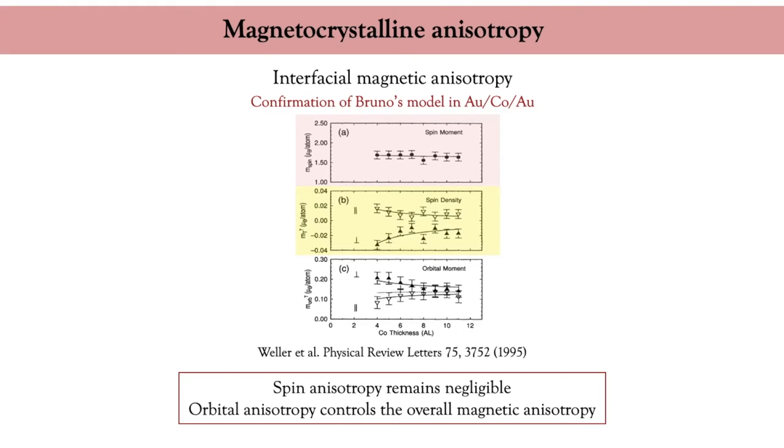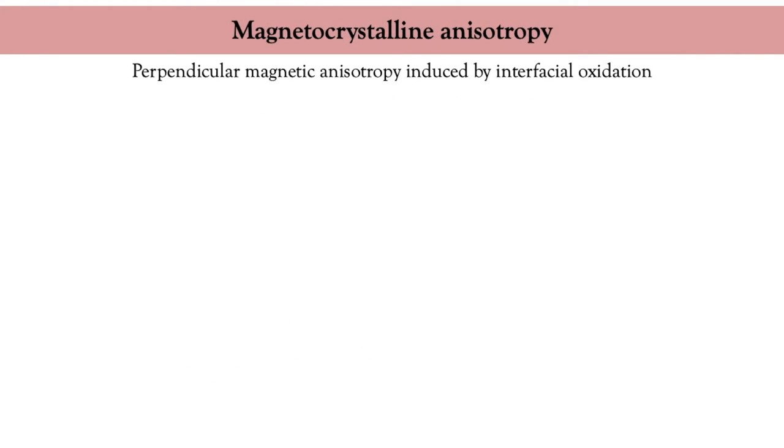Now what is more interesting is that the orbital moment does show a much larger anisotropy. This is consistent with Bruno's formula that states that perpendicular anisotropy is associated with a sizable orbital anisotropy. And you see that the orbital moment is larger for perpendicular orientation than for in-plane orientation of the magnetization, which is consistent with perpendicular anisotropy. I'd like to conclude this discussion by mentioning that perpendicular magnetic anisotropy does not only happen at transition metal interfaces.